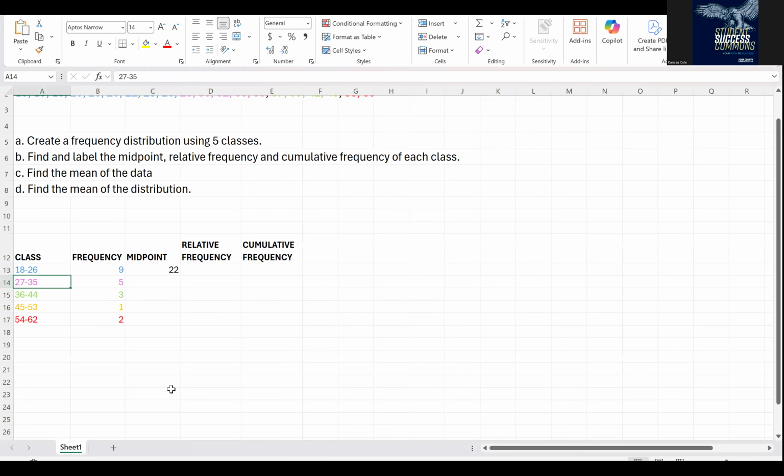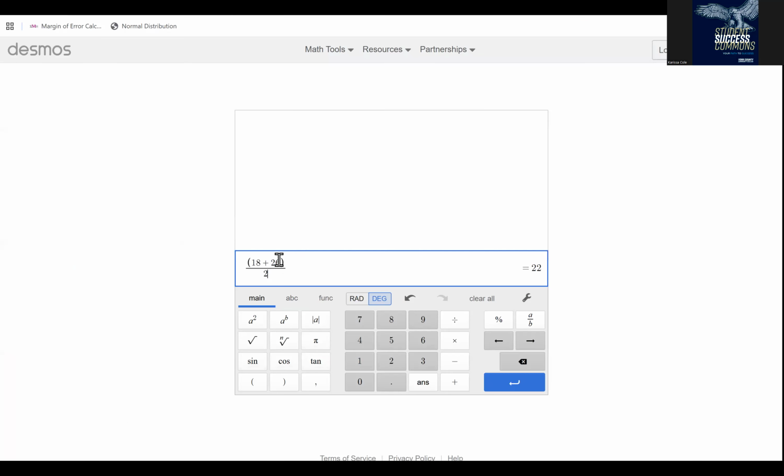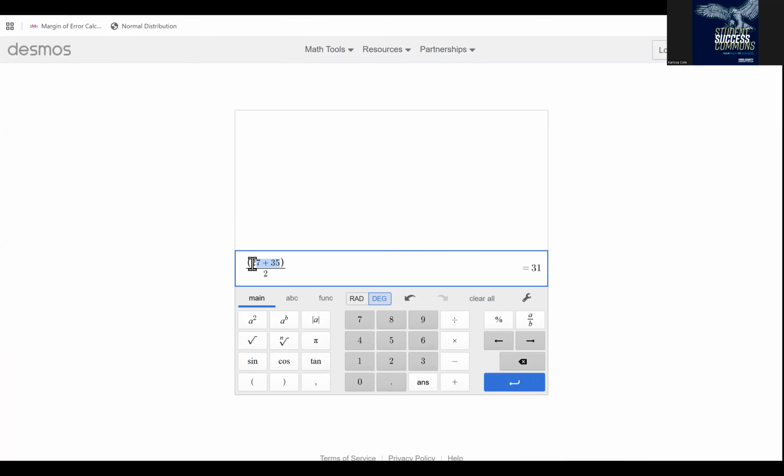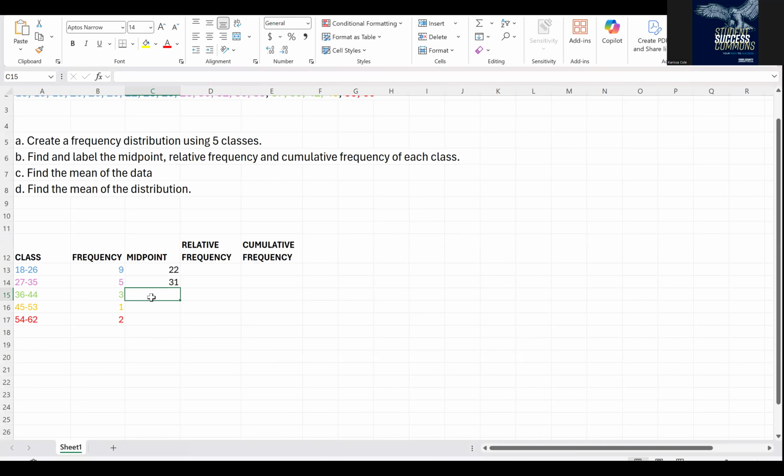So what is the halfway point of the next one? Do the same process. I'm going to add 27 and 35, and then divide that in half. So the midpoint is 31. Same thing for the 36 and the 44. Midpoint is 40. You can keep going like this if you'd like to. You could do 45 plus 53 and then cut that in half, and then the last one.